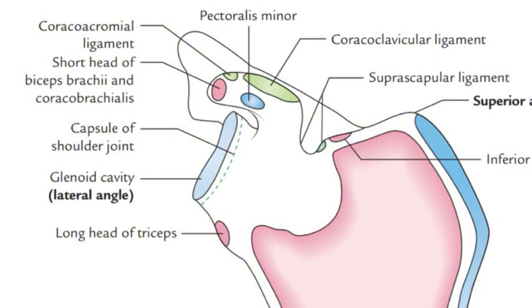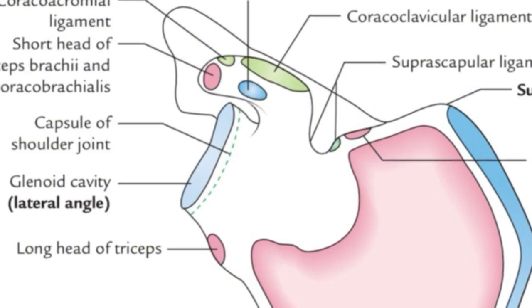When the head of the humerus enters, it gets deepened by a fibrocartilaginous ring called the what? The glenoid labrium. The glenoid labrium causes the deepening for the hemispherical head of the humerus to form the glenohumeral joint. Don't forget, this is at the lateral angle.